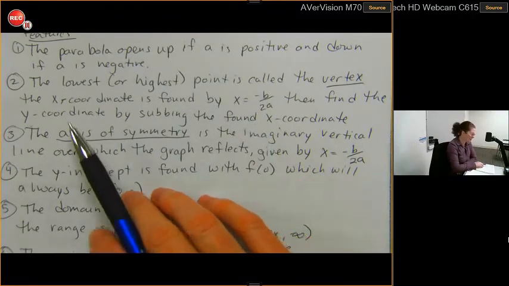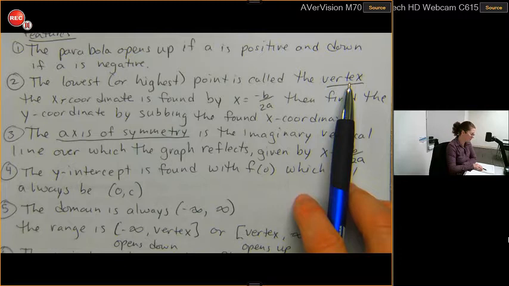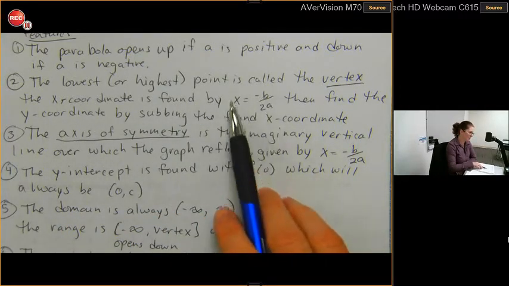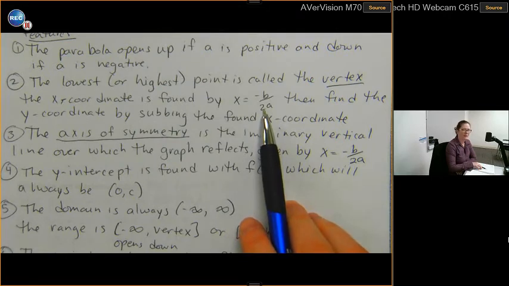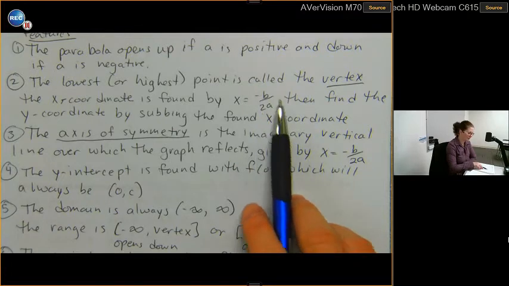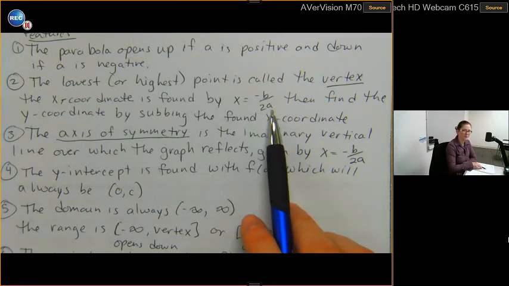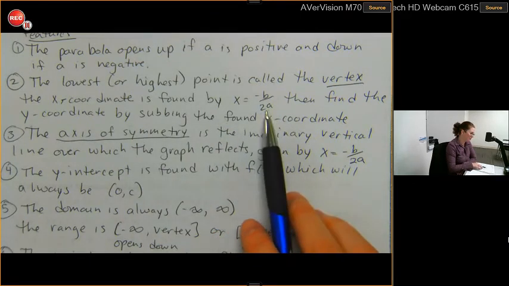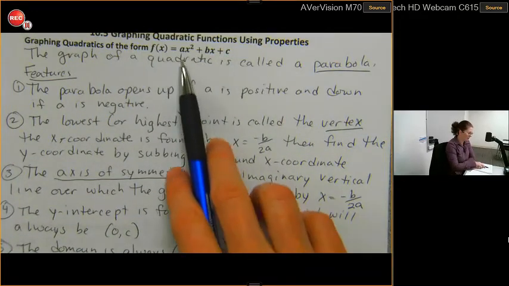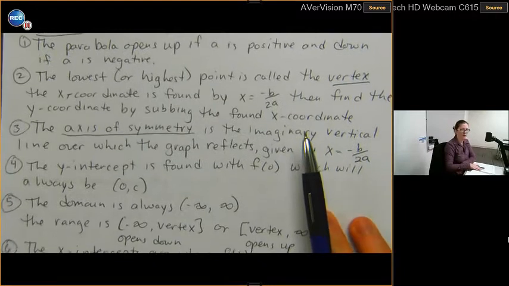The lowest or highest point is called the vertex. The x coordinate is found with this little formula, x equals negative b over 2a. If you are working on a test, you want to make sure you have this formula handy. If you are going in to take the final exam and you have a note card, this is one of those formulas you would want to include on your note card. To find the y coordinate, you just substitute whatever number you find back into your function for the x, and that'll give you your y coordinate.